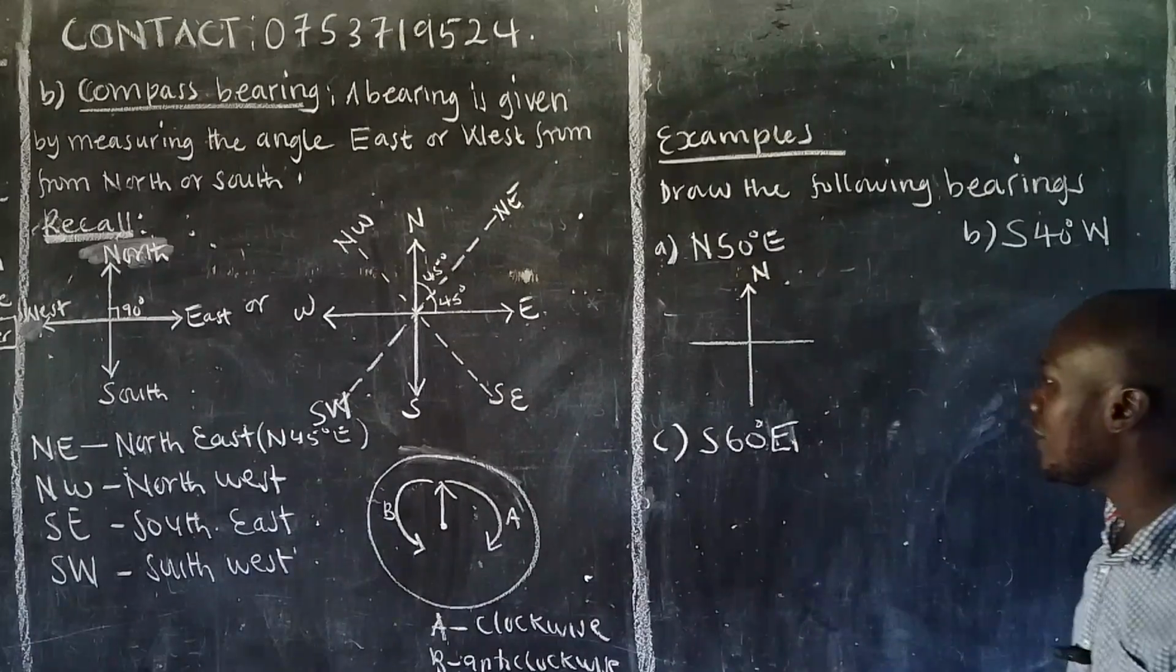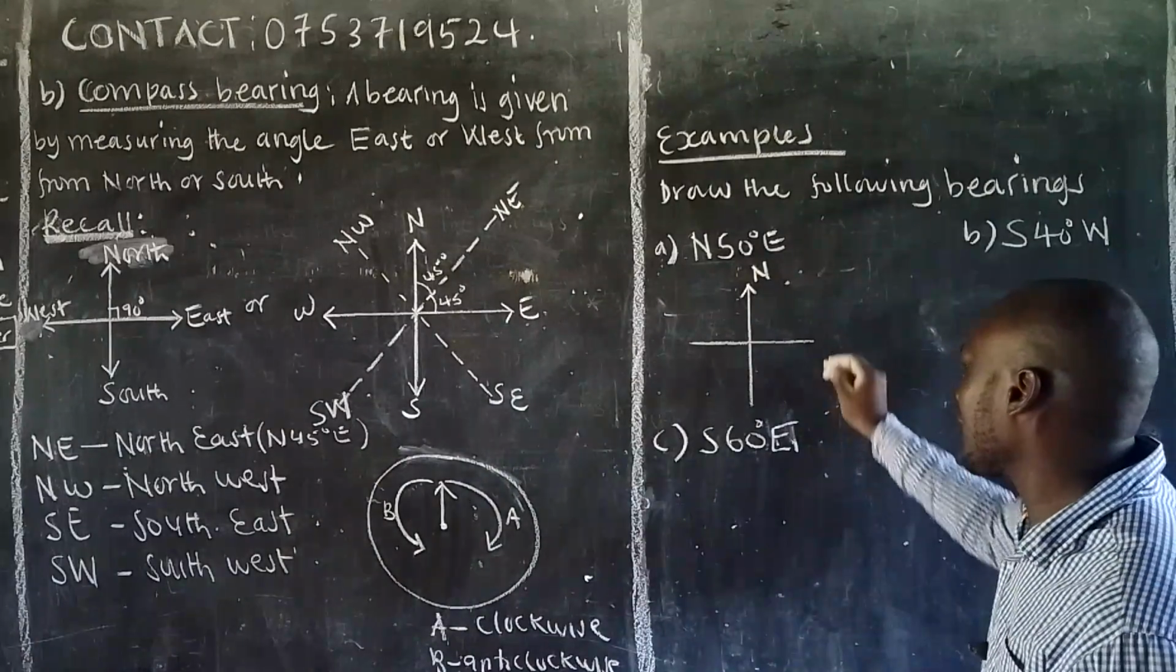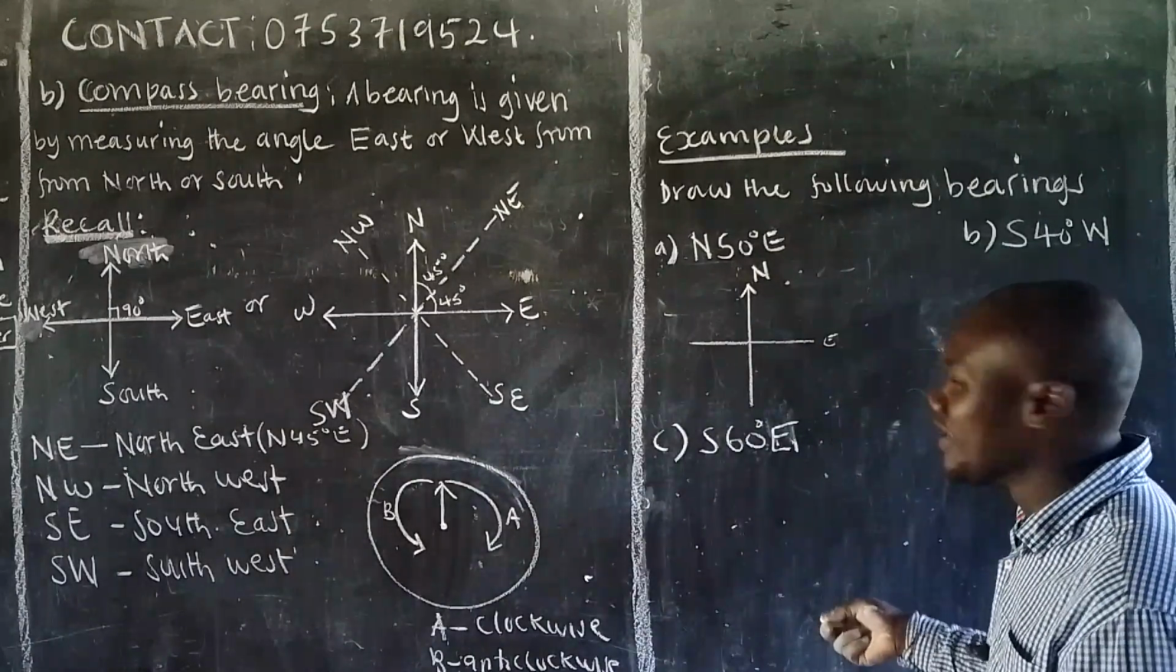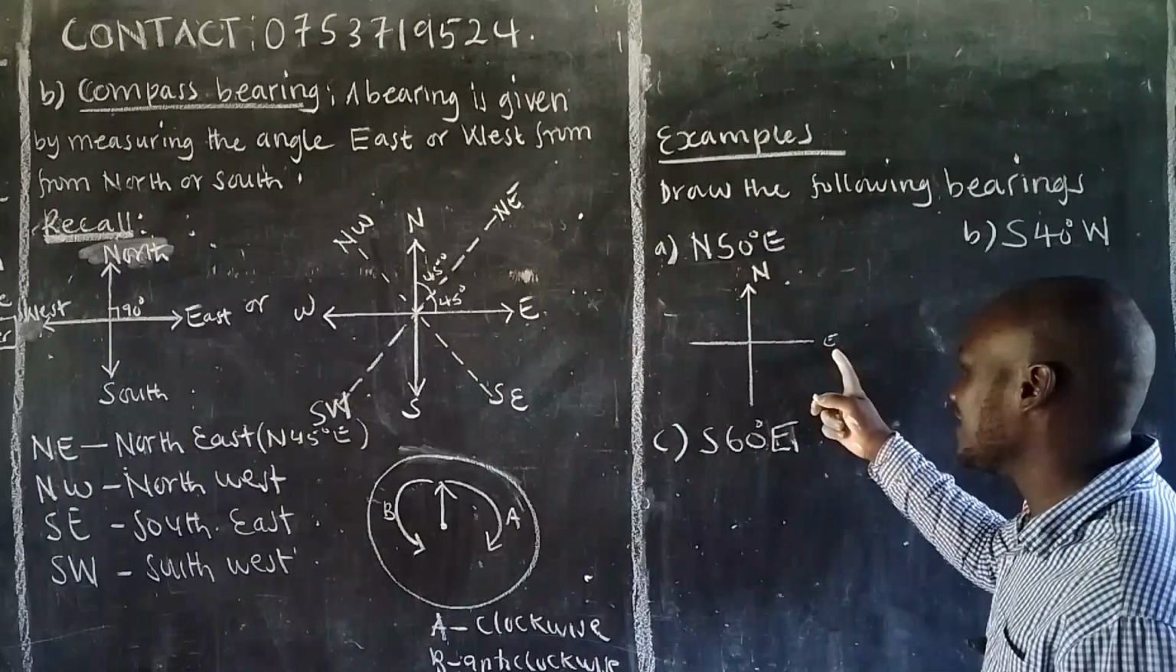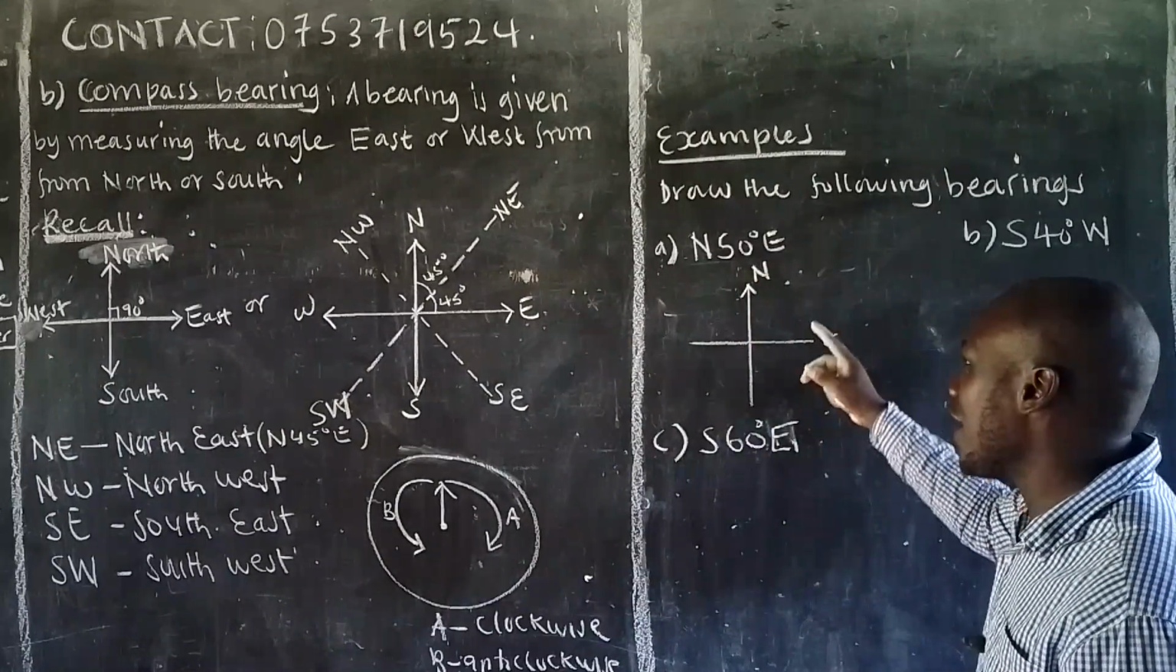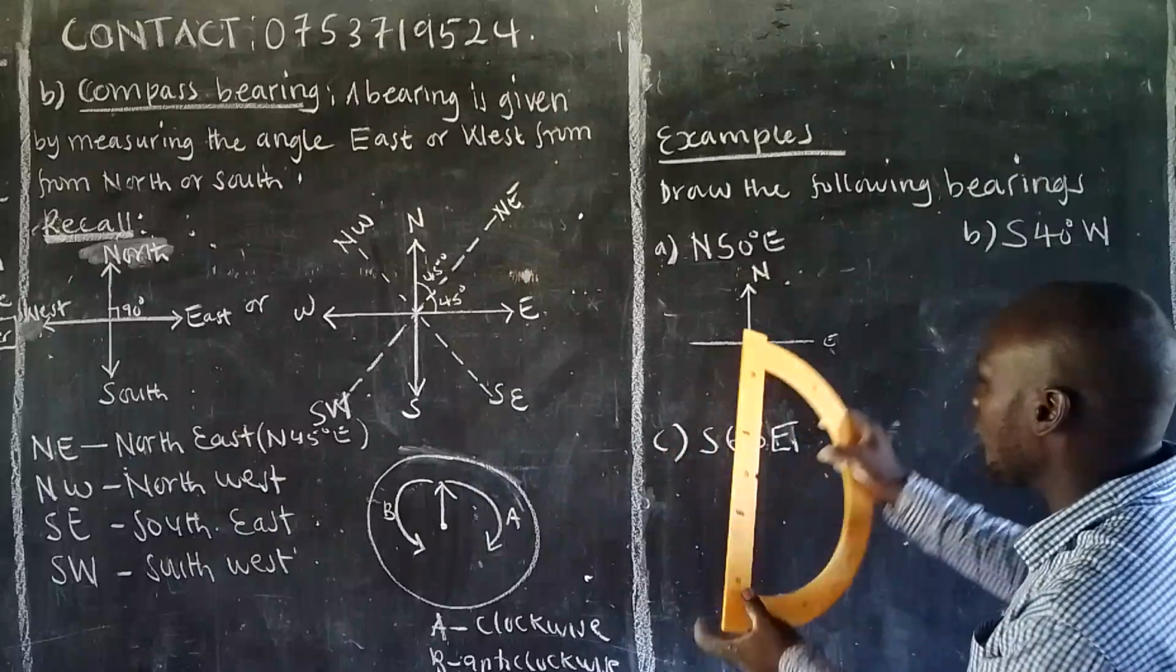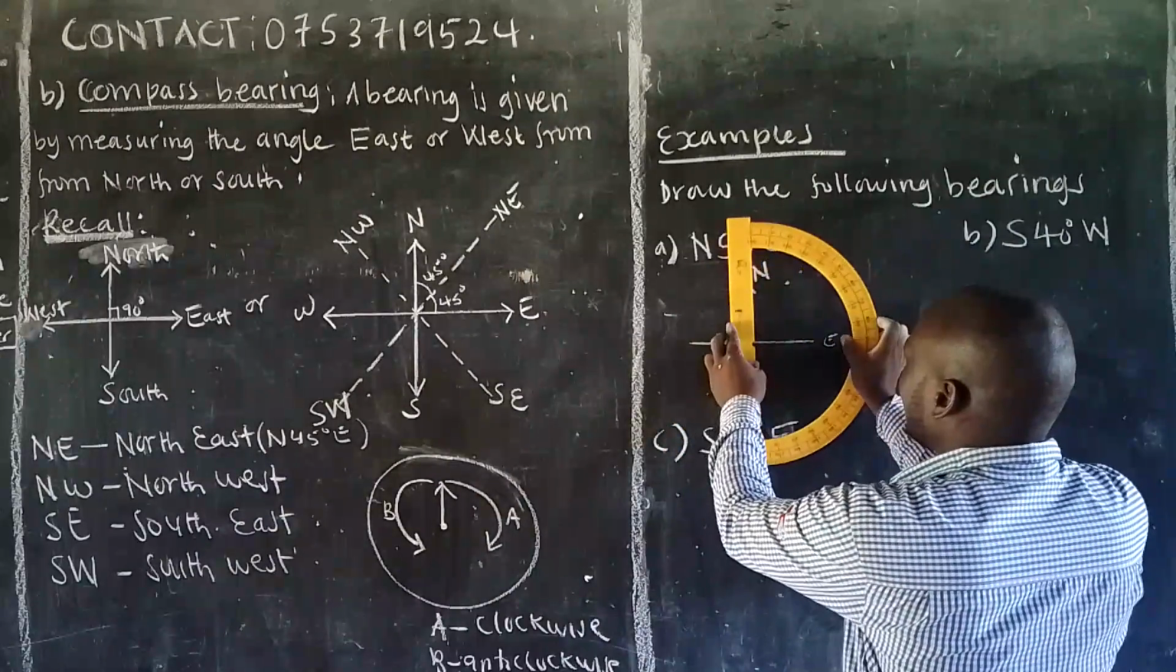Now, where is the north? North is here. Where is the east? You can put your east there silently, no problem. You are measuring from north coming to the east. The angle you want to measure is this side, so even your protractor must face this side.